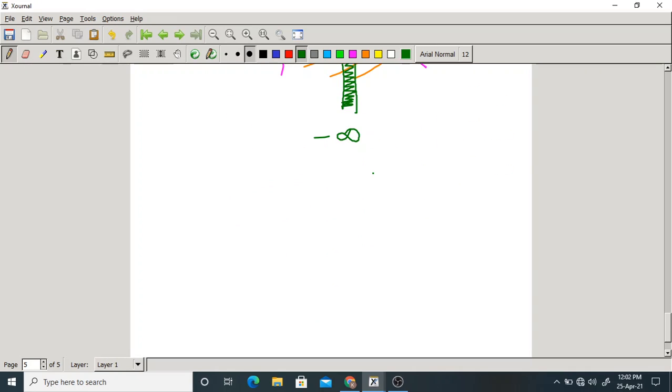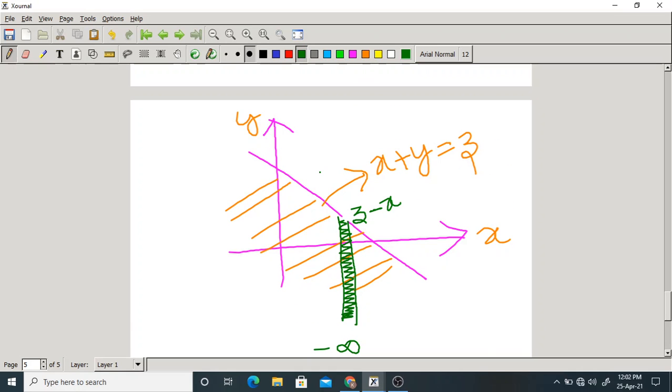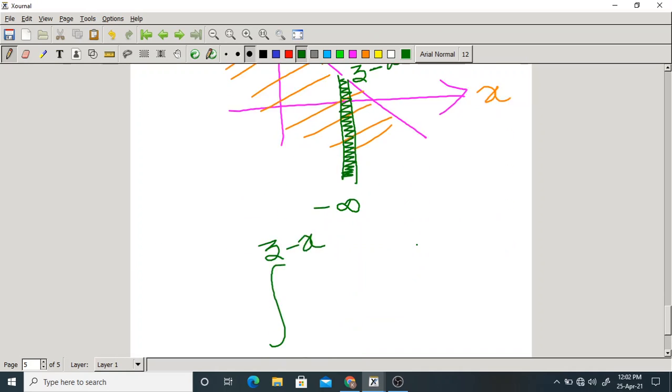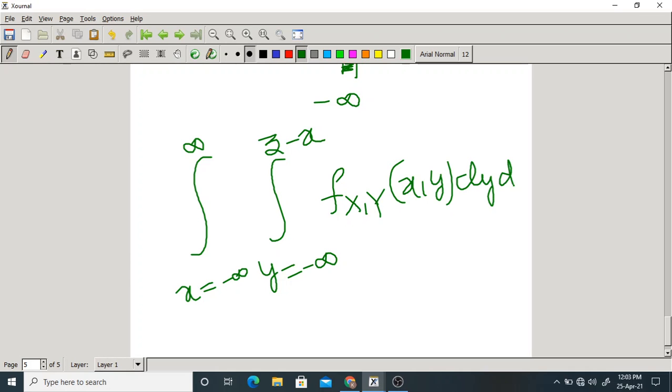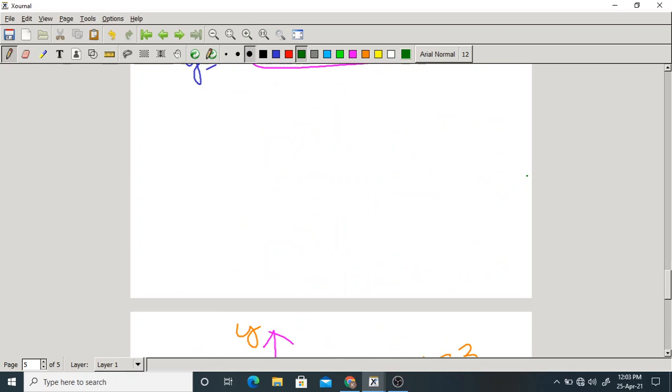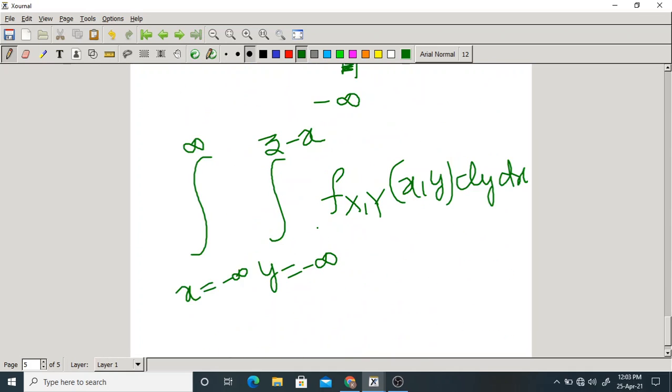Now what will happen in the integration? First we are integrating with respect to y, that is, y varies from minus infinity to z minus x. What about the x integration? You slide this strip along the entire x axis, taking all possible values, that is, x varies from minus infinity to plus infinity, f of x comma y of x comma y. The inner integral is dy, next dx. Now either use this one or that one. Both are correct.